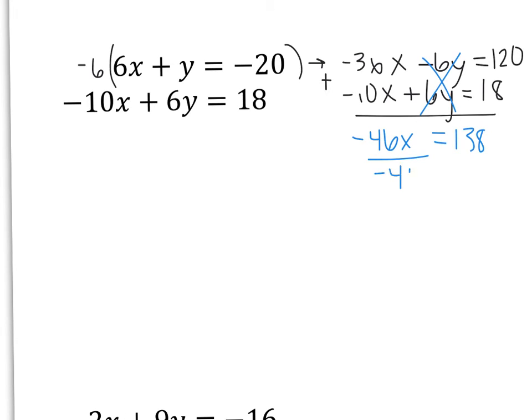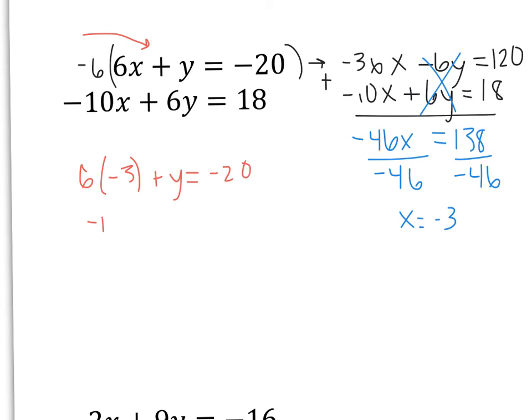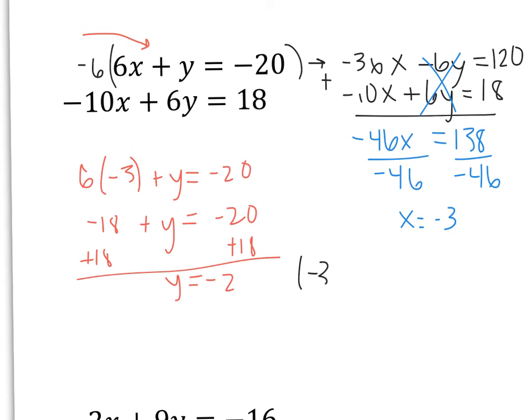We'll divide by -46. And 138 divided by -46 is -3. So now I'll plug that back into, let's just do the original top equation here before we changed it. So 6 times -3 plus y equals -20, and I get -18 plus y equals -20. We'll add 18 and get y equals -2. So my final answer written as an ordered pair would be (-3, -2).